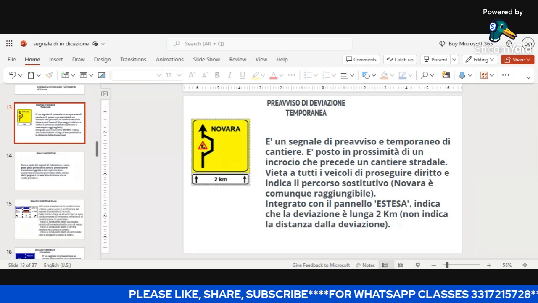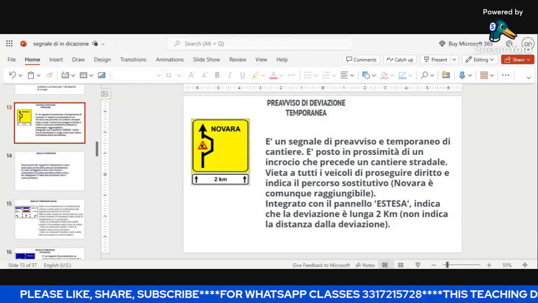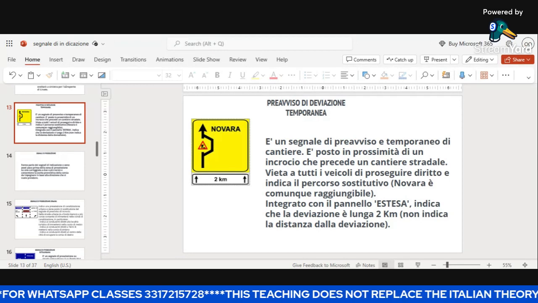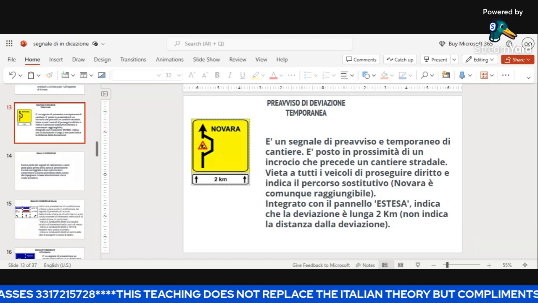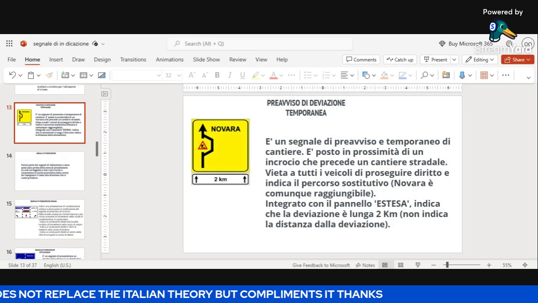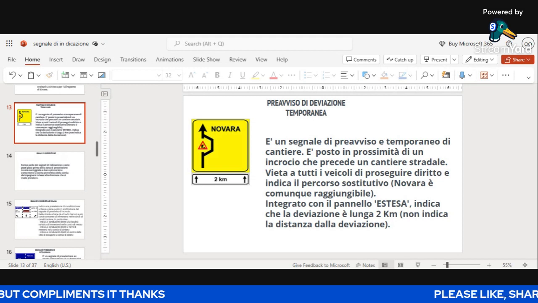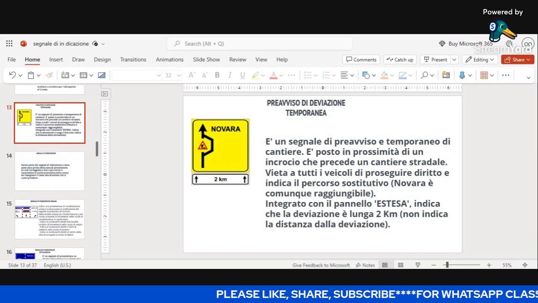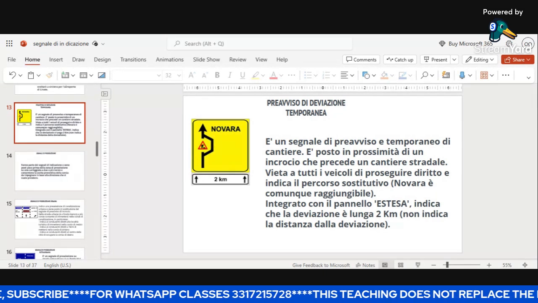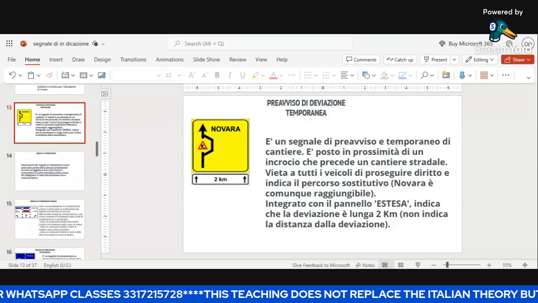There's a work in progress in this road. You see a yellow background like this, what comes to your mind? Oh, it is actually temporary. They are working on this road. That is why this sign is placed here. È un segnale di preavviso temporaneo di cantiere. È posto in prossimità di un incrocio che precede un cantiere stradale. The reason why it's placed here is that for the junction, afterwards there's a road work.